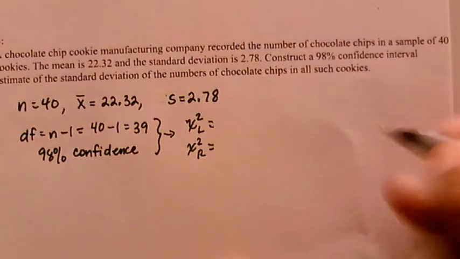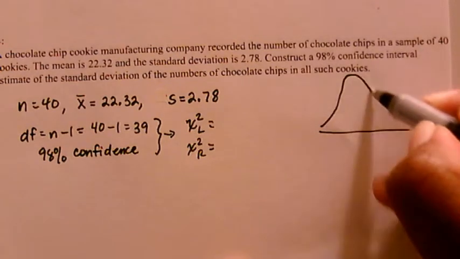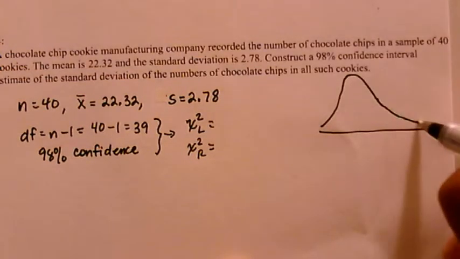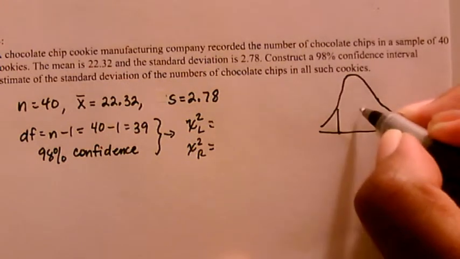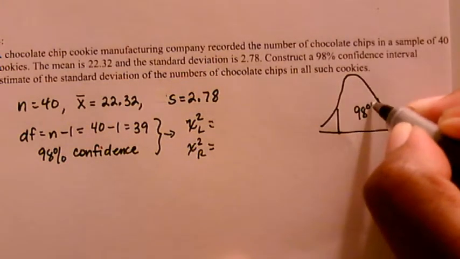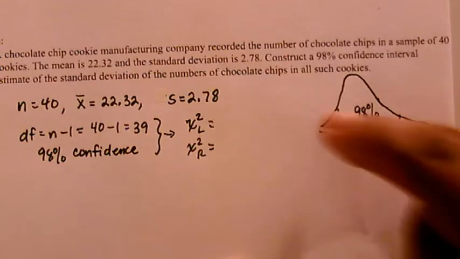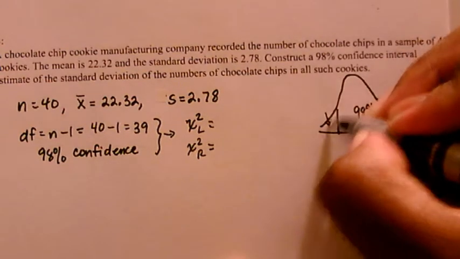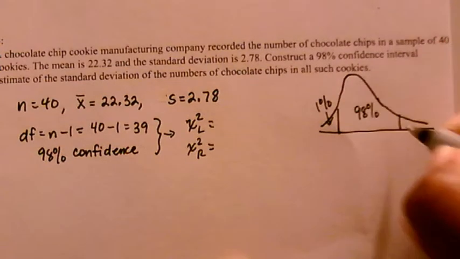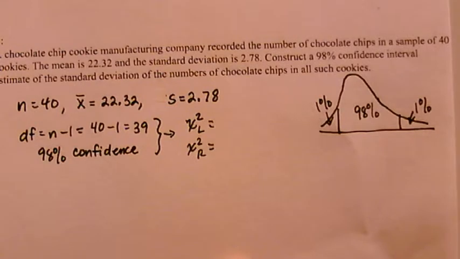If I draw my curve for the chi-square distribution, 98% is in the middle, which means the rest of the curve is 2%. That has to be split into two equal parts. So this part on the left is 1%. This part on the right is also 1%.